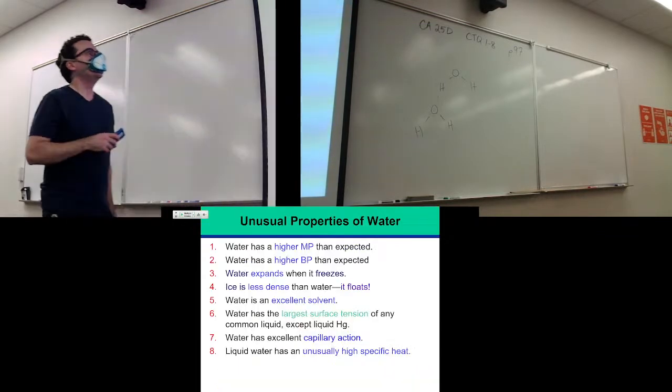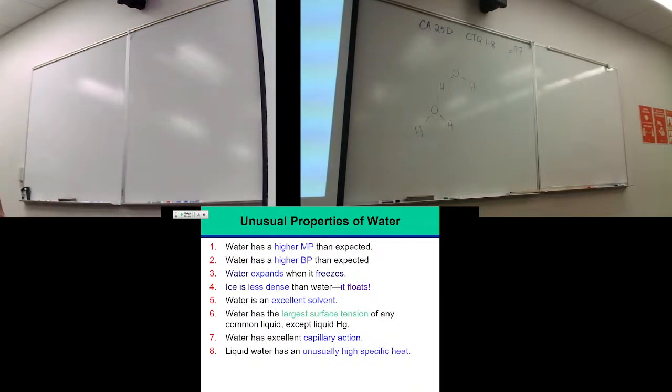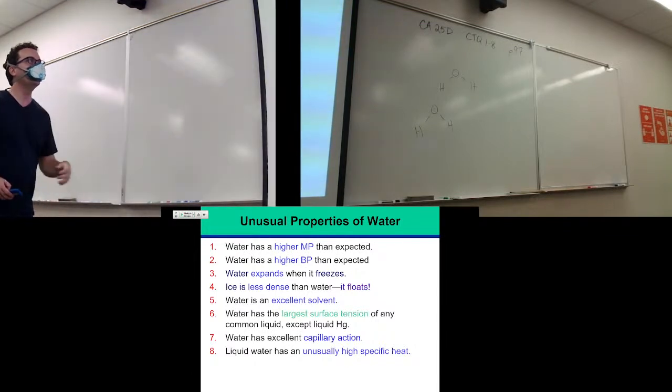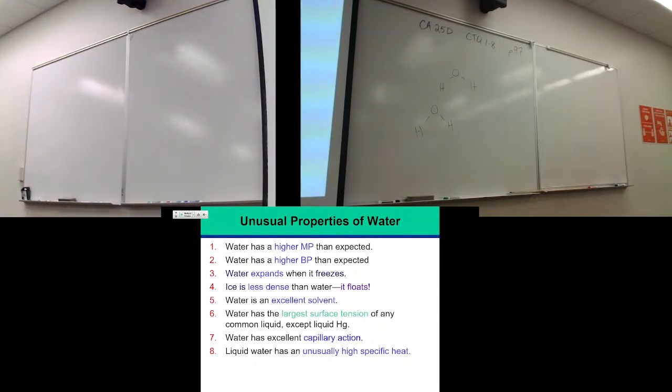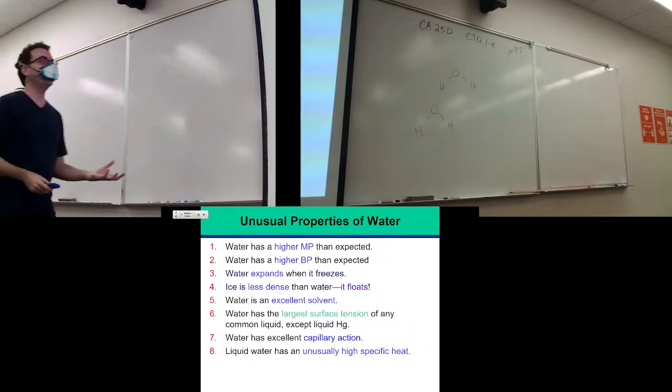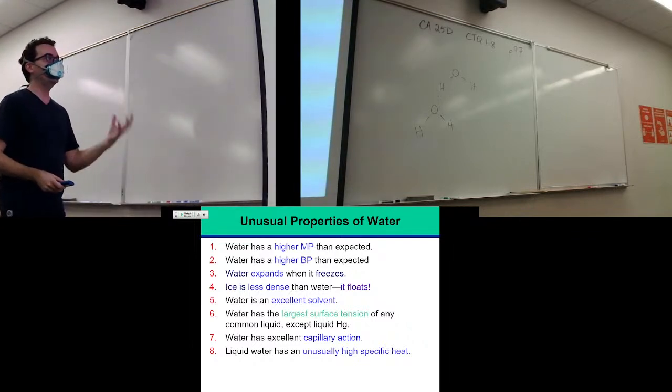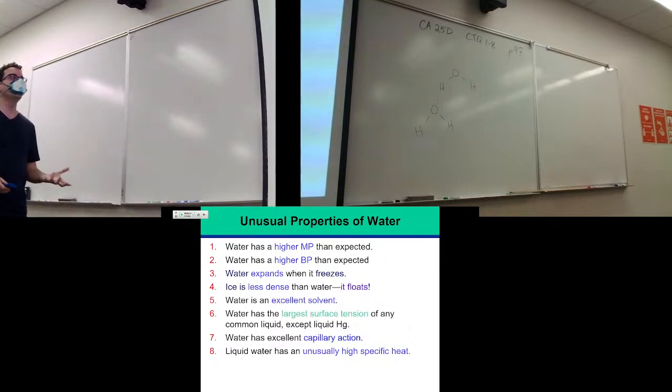Okay, let's talk a little bit about water in general, as it relates to IMFs and all the things. We studied some of these. Water has a very high melting point and a higher boiling point than expected. So we know the reason for this now. It's because of hydrogen bonding. Water expands when it freezes. Ice is less dense than water. It floats. So we understand that as well.